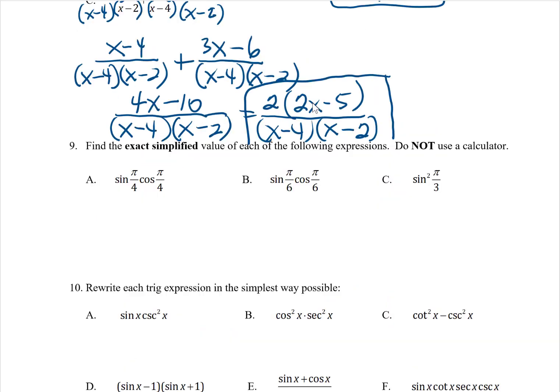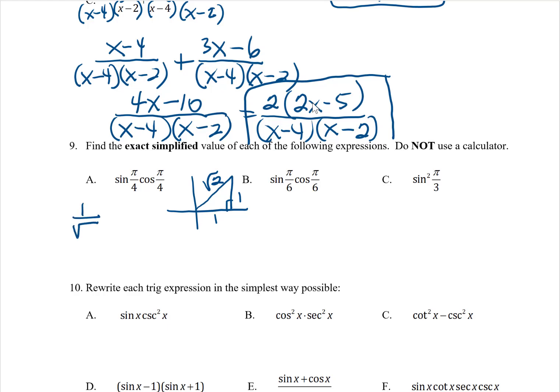Problem number 9, we want to work out each expression by hand. Looks like a couple of quick pictures ought to do it here. In the first one, I just need to think about the trig values for pi over 4. Pi over 4 is 45 degrees, so it's this similar triangle we've drawn many times. Sine of pi over 4 is 1 over root 2.